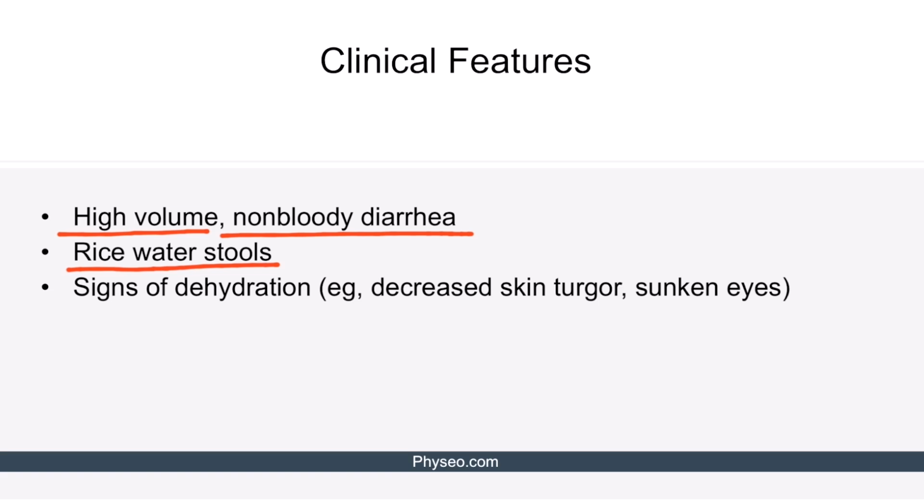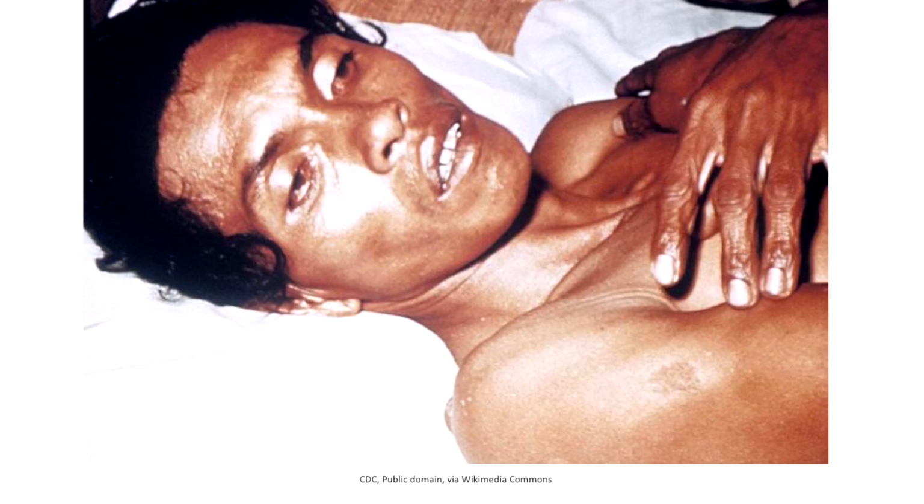Now, high volume diarrhea, of course, causes dehydration. So clinically, you might see signs of dehydration, such as decreased skin turgor and even sunken eyes. Here's an image of a dehydrated patient with sunken eyes and decreased skin turgor. You can especially see that on the hands.